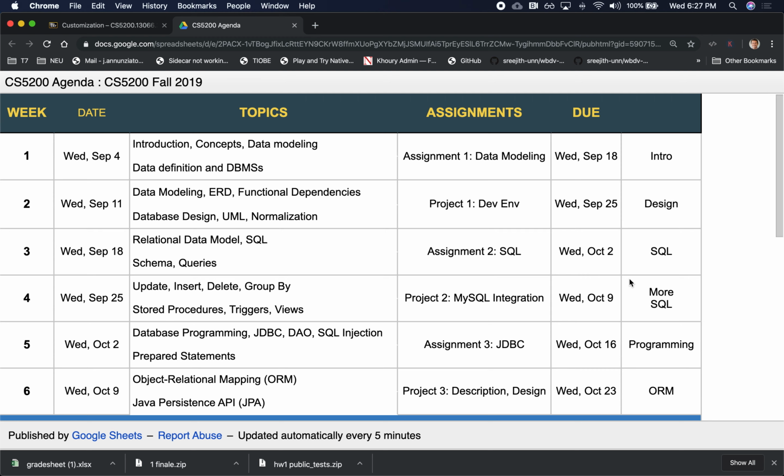We'll start introducing in week 6 or 5 programmatic ways of interacting with the database, right? So the first 5 weeks is us in front of the database, interacting with some kind of client, directly accessing from a client. We'll start creating different layers of abstraction.